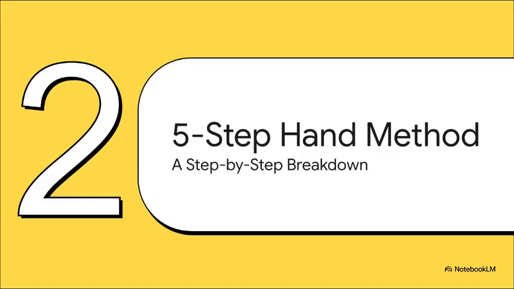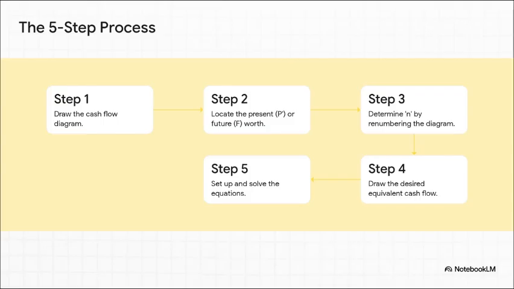Okay, now let's see how these rules fit into a full-blown method. All right, now that we have the rules down, let's build a foolproof, step-by-step process so you can solve these problems by hand every single time. Think of this as your checklist for success. We're going to follow these 5 simple steps. First, draw the thing. Second, use our golden rule to locate your P prime. Third, and this is super important, figure out the right N value. Fourth, know what the question is actually asking for. And finally, step 5, set up the math and solve.